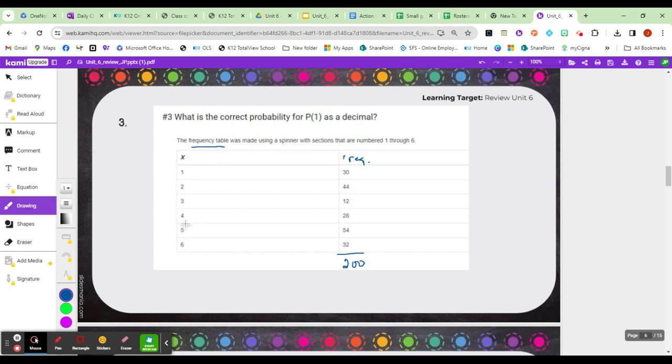So it says use the frequency table. Oh, these are spinner numbers from the spinner sections that are numbered 1 through 6. And then it says what's the probability of getting a 1 on the spinner. So that's going to be 30 out of 200, and it says decimal. So I'm going to do 30 divided by 200. Always do top divided by bottom. And that's going to give me a probability of 0.15.